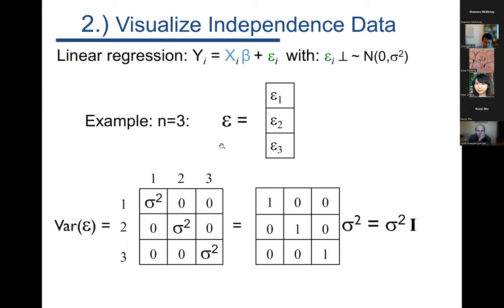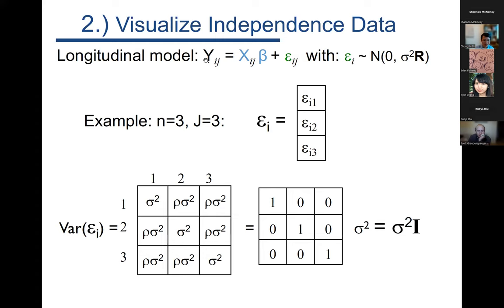Whereas for longitudinal data, the model is yij, a regression on xij, plus a residual epsilon ij. For the ith subject, you have three residuals, and the problem is that they are now correlated. If you look at the variance-covariance matrix, the variance is still sigma squared, but you have some correlation. If you assume the correlation to be a parameter rho, the covariance will be rho times sigma squared. You can decompose this into sigma squared times a correlation matrix. I think there's a typo here, sorry. The correlation matrix should have ones on the diagonal and rho off the diagonal. I'm sorry about that.